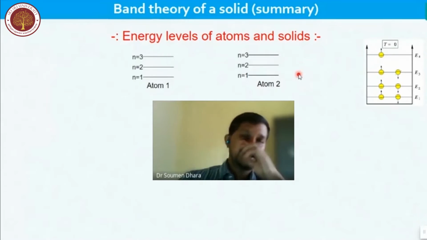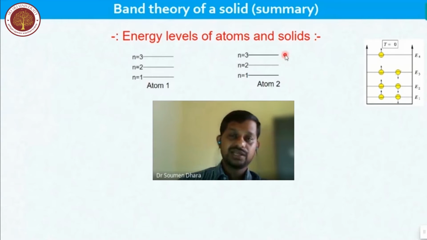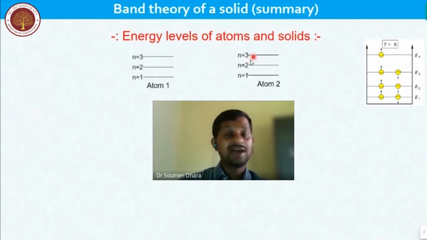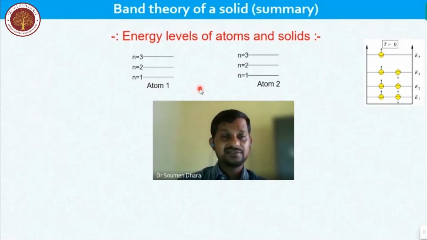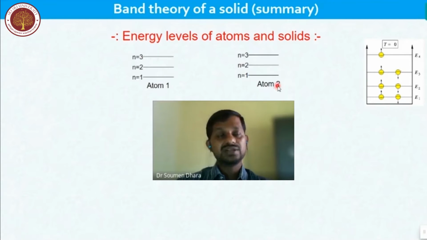Similarly, let's say we have another atom, atom 2, and it also has one valence electron. It will have the same one energy level for each of the quantum numbers. But this is the picture of energy levels for an isolated atom. So when we are representing the energy levels for atom 1 and atom 2, we have considered that atom 1 and atom 2 are isolated from each other.